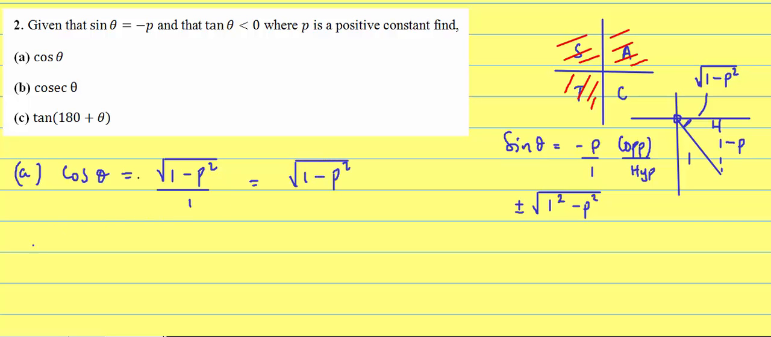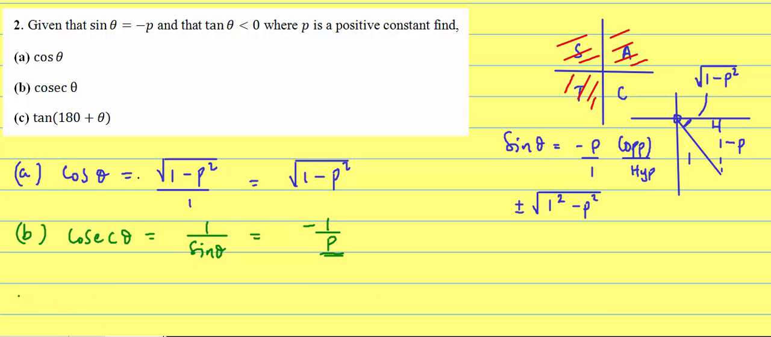Okay, now let's have a look at the second one, cosec of theta. You will need to make use of an identity here. Cosec of theta is going to be the same as 1 divided by sine theta. But we already know that sine theta is equal to negative p, so this is going to be equal to minus 1 over p. So that's what cosec theta is equal to.